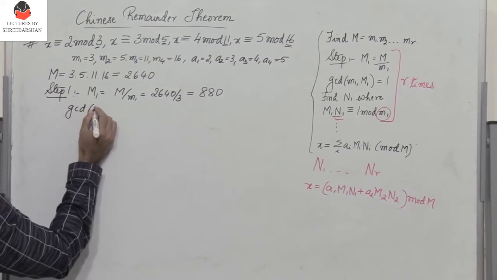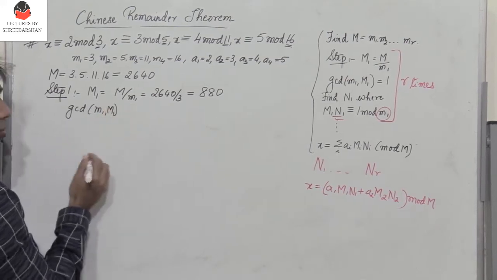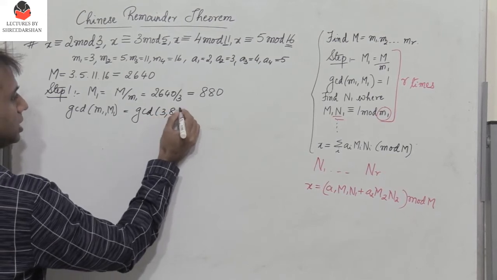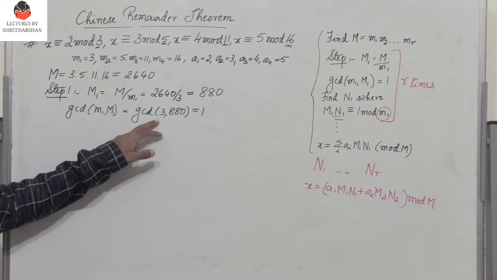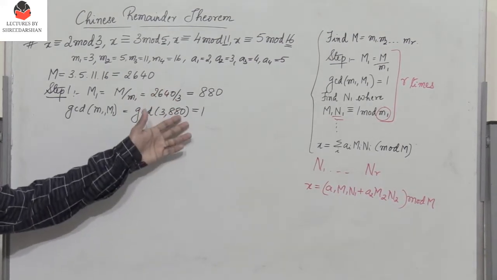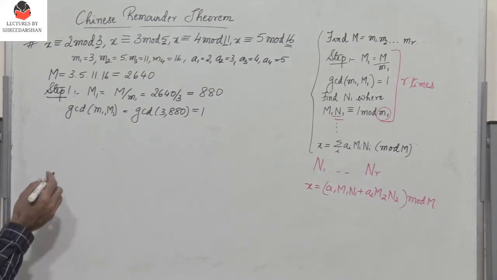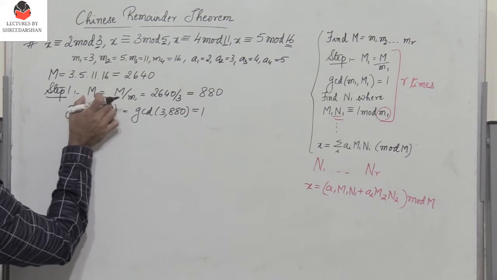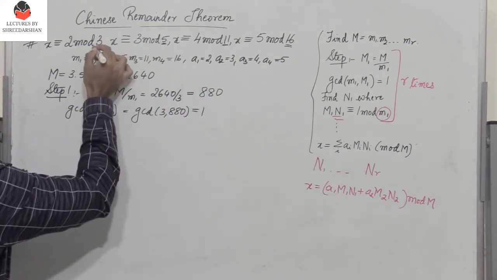GCD of M1 and m1 should be 1. Is it 1? So GCD of 3 comma 880 is definitely equal to 1, because 3 is a prime number and 880 is not a multiple of 3, so therefore it is 1. So I need to find the value of N1 such that M1 times N1 is congruent to 1. Here M1 is 3, which is greater than 1.